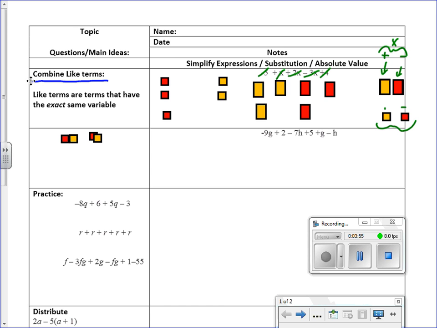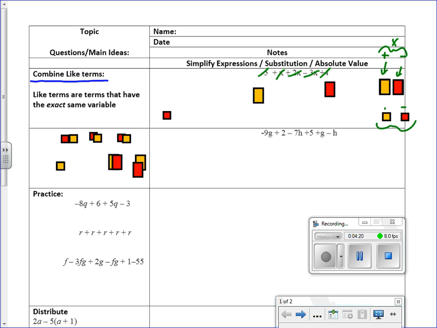Because zero pairs are what they are: zero. That red one's gone, this yellow one's gone. This red one's gone, this yellow one's gone. And I'm left with one negative. There's nothing to match up with it. Again, my x's have zero pairs: this yellow with this red, and this yellow, and this yellow and this red. And so my answer ends up just being negative 1.